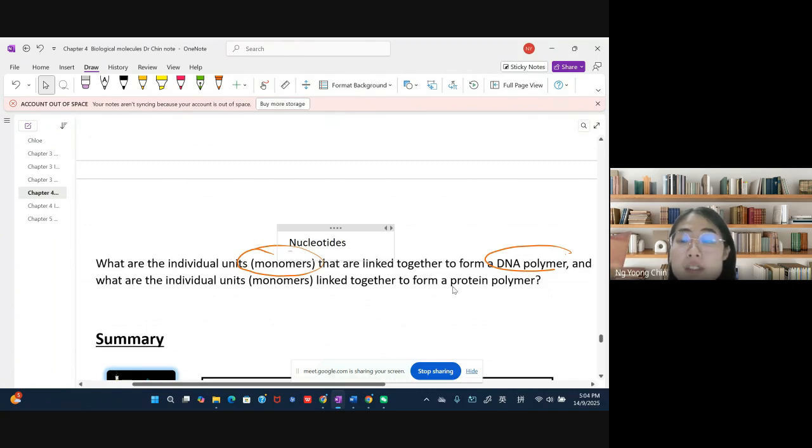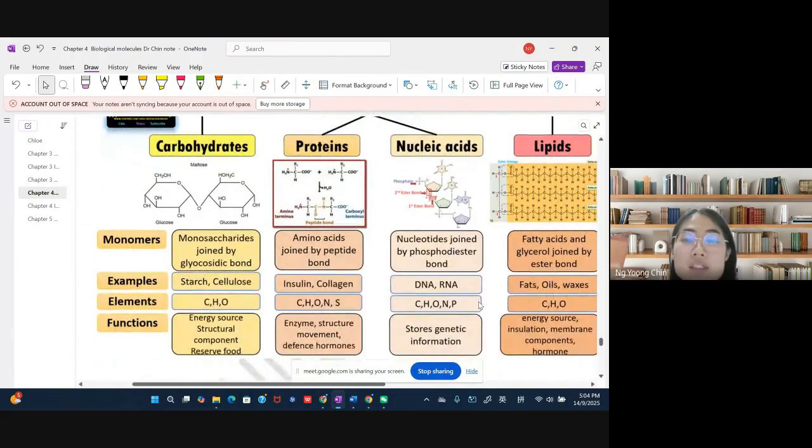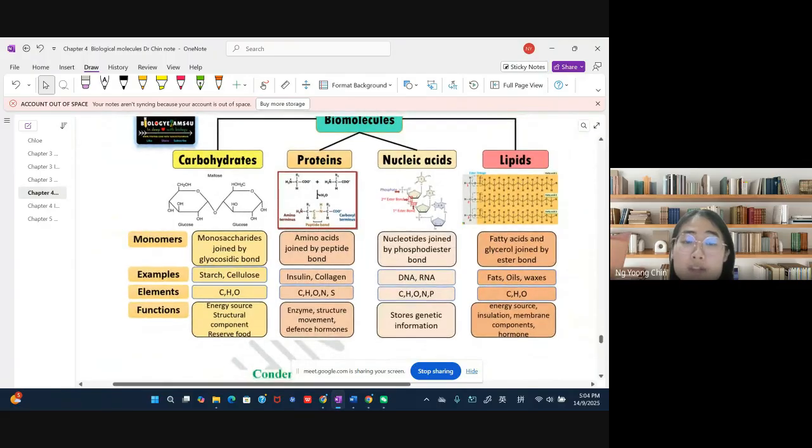So how about the protein polymer? It is made from amino acids. Okay, that means you need to join a lot of amino acids together to become the final protein product. Yep. Okay, that's all for today. So we already completed our chapter 4. So I will give you some questions to do. You can have a try first.